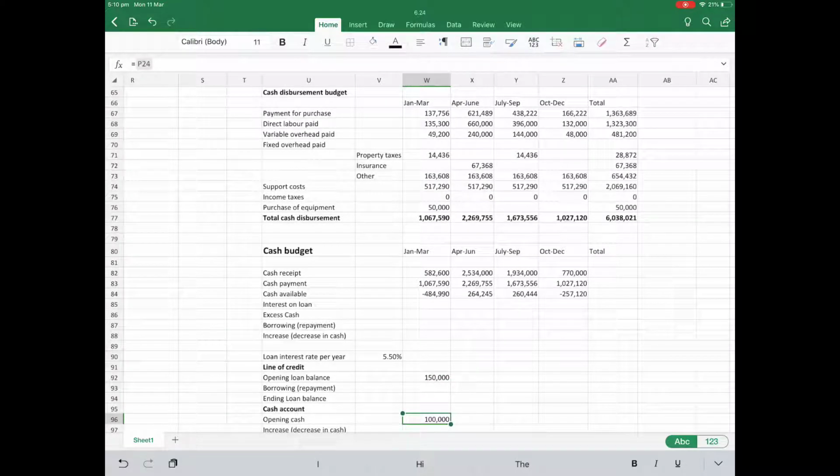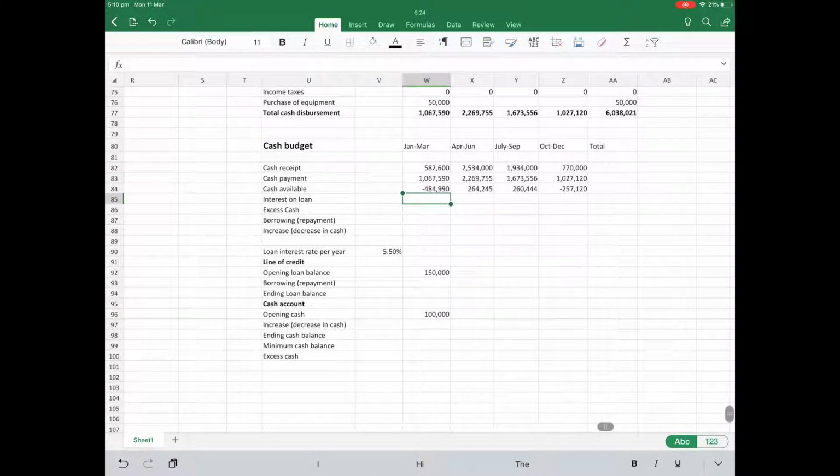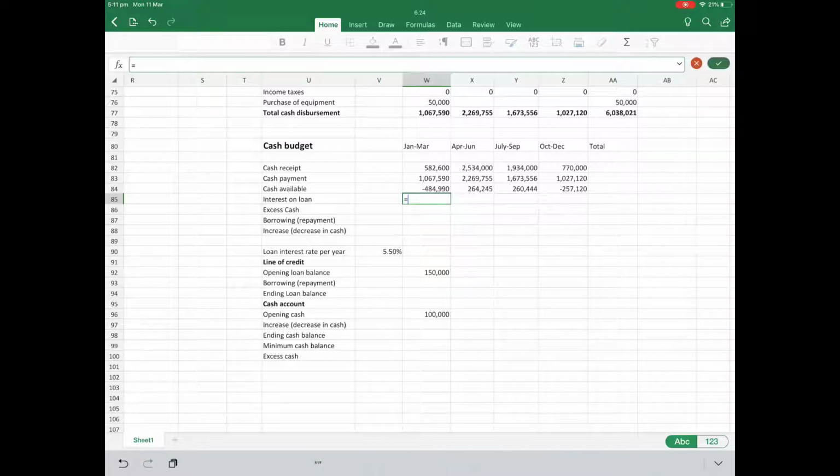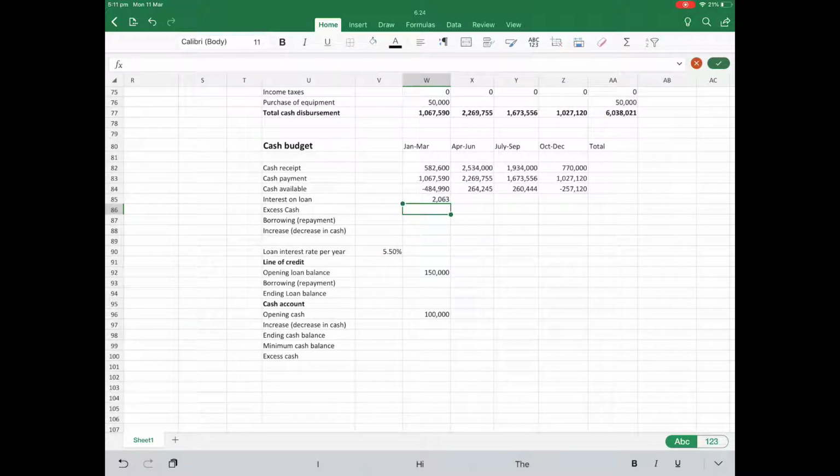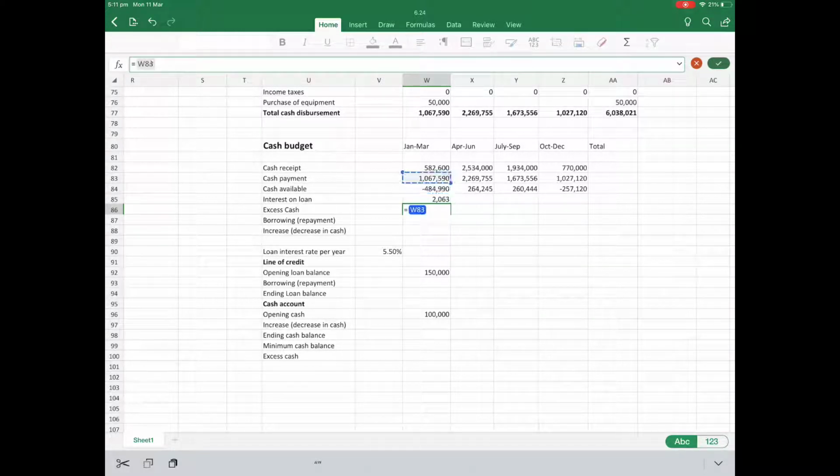Okay, so for the interest on loan, you know that the current opening loan balance is 150,000, and from here we can calculate the interest by taking the loan balance and multiplying it by the interest rate per year. So here I just transfer the interest rate and then we divide it by 4, because this is for one quarter. So that is $2,063.